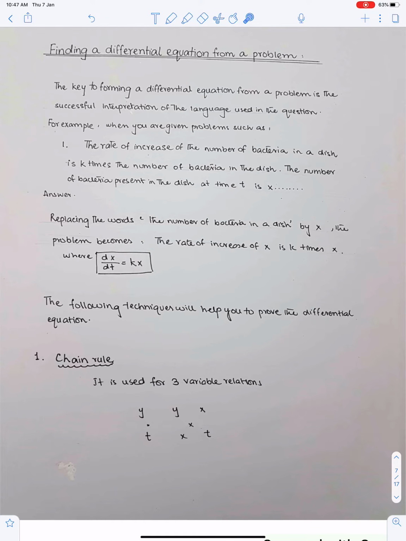The following techniques will help you to prove the differential equations. Chain rule. It is used for three variable relations. You know the chain rule. You have done this in A1. dy/dx = dy/dt times dt/dx.